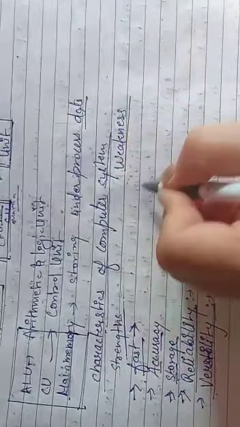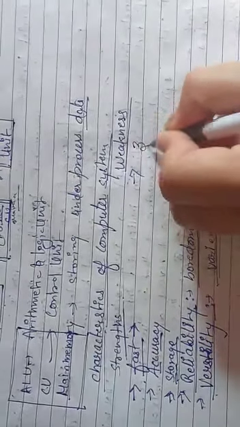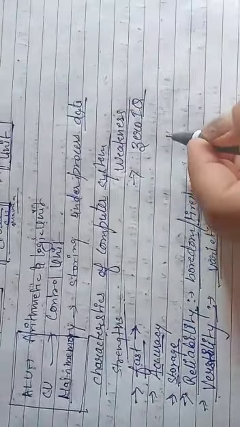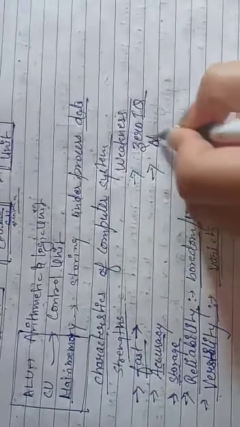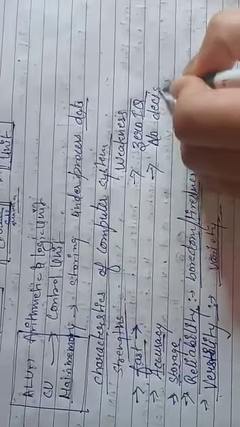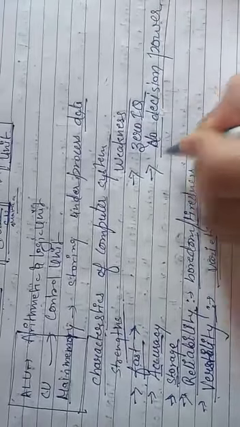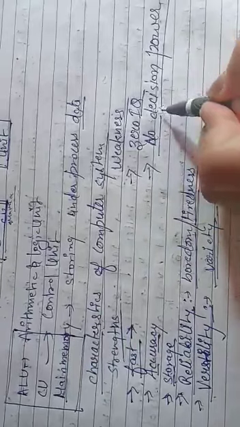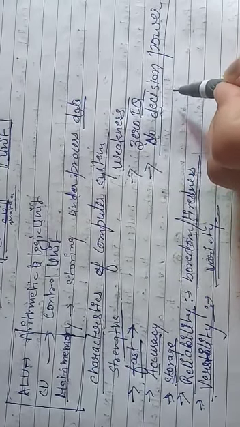What are the weaknesses of our computer system? First and most important is zero IQ. It can't think on its own. It does whatever it is instructed to do. Next, it has no decision power. It can't decide what is to be done and how it is to be done. It is only based on the instructions given by the user or some software that is pre-instructed.